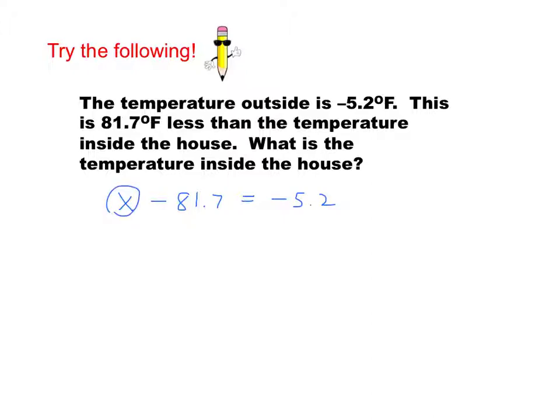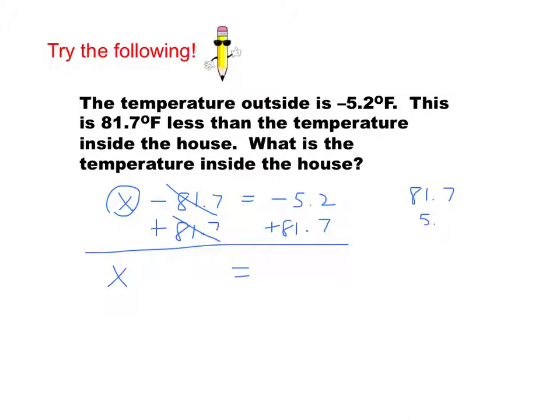In order to rescue the variable, I'm going to add 81.7 to both sides. Eliminates this guy. These are different signs, so really I'm going to subtract. I'll put the larger absolute value on top. I'll subtract here. This is a 5. This is 6 and 7, so 76.5. The larger number is the positive number as far as absolute values, so I know my answer is going to be positive. So my answer is 76.5 degrees Fahrenheit.